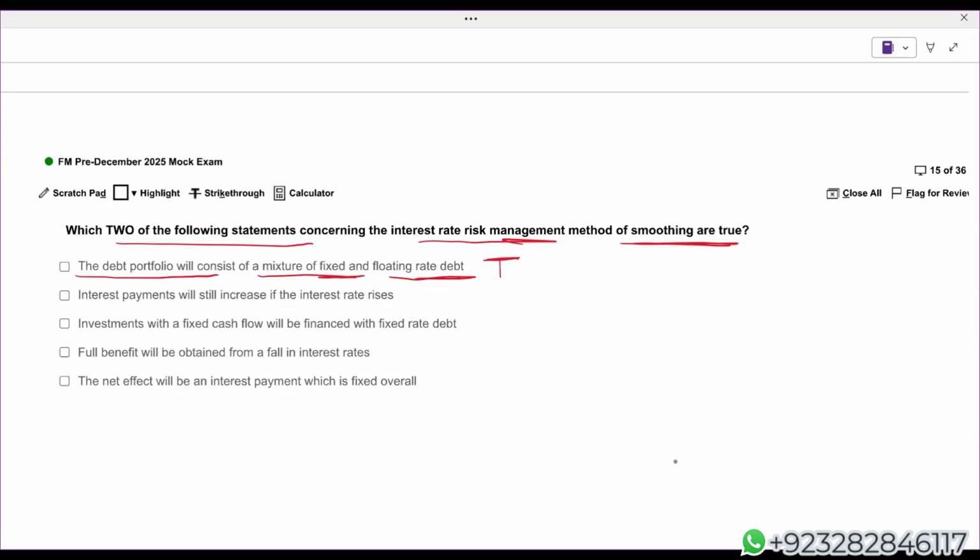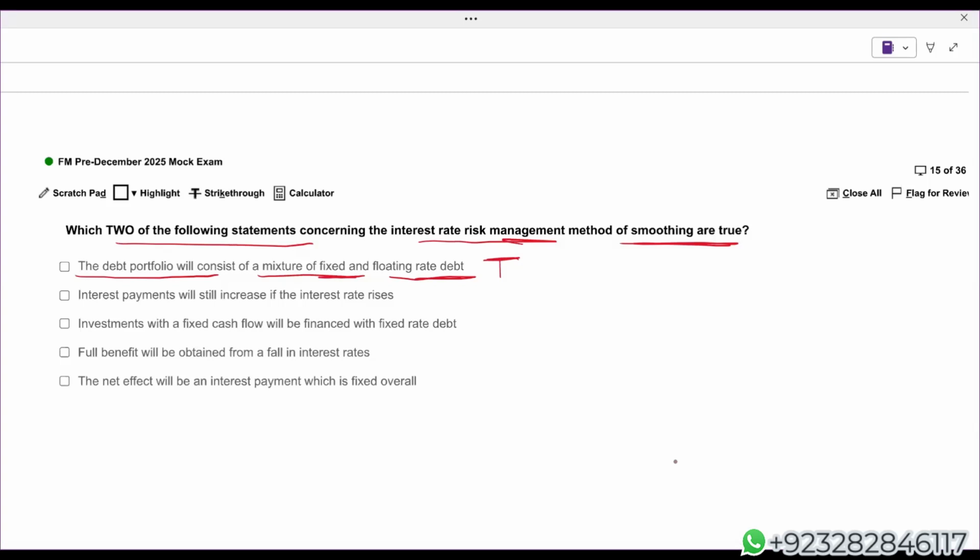That is true. Basically in smoothing, I'll be keeping a portfolio of debt with a mix of few debts. They will be in fixed rate, few debts they will be in the floating rate. That is smoothing, so that due to change in interest rate, more or less it should not affect me. How? If interest rate falls, then obviously the portion of loan which is at variable rate, I'll be paying less interest on that loan, but still I'll be paying a fixed portion as well.